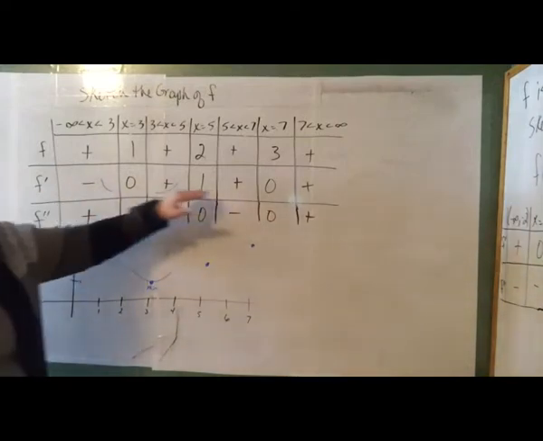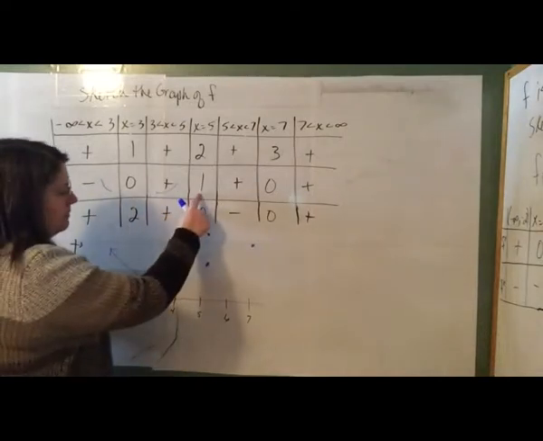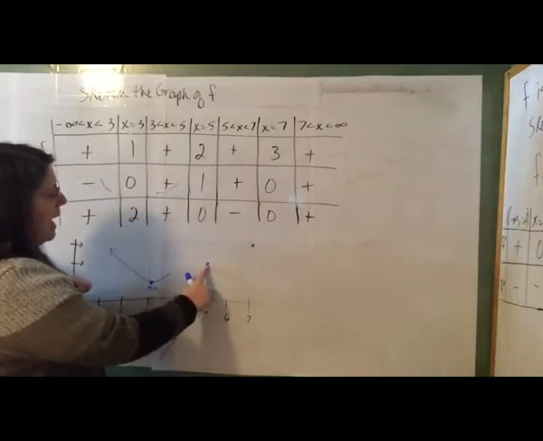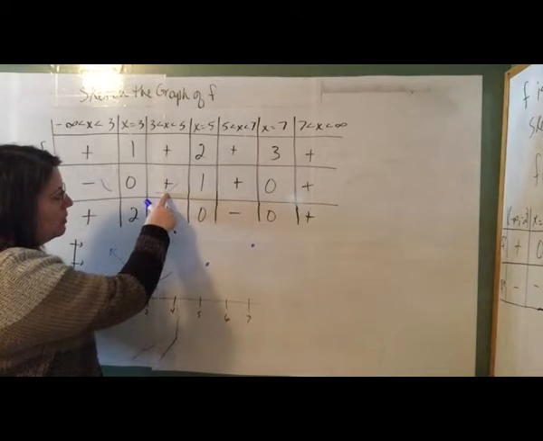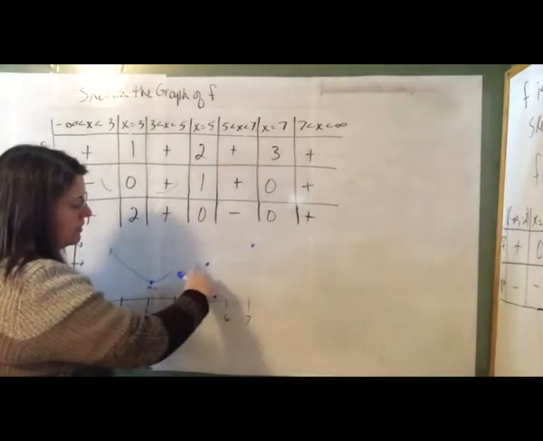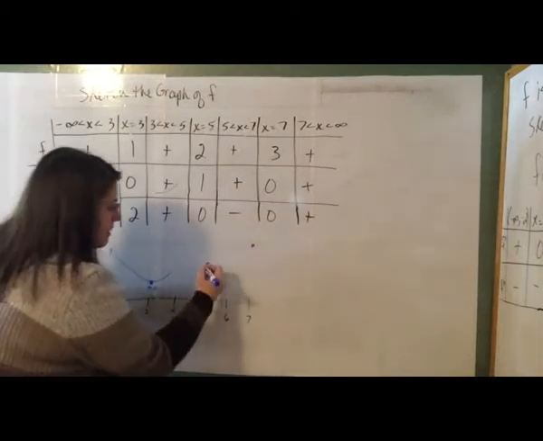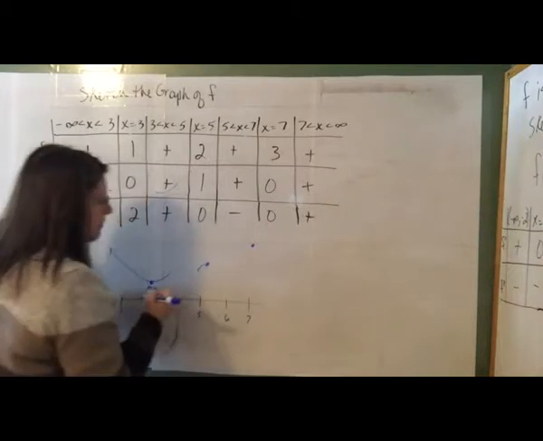But I'm going to continue with my f prime graph first. At (5, 2), I have a positive slope to the left, so it's a positive slope here.